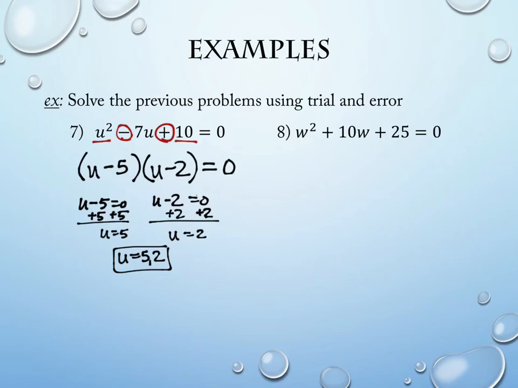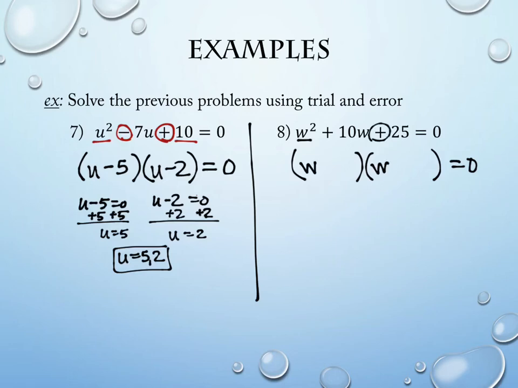All right, the other one, we'll do the same thing. So trial and error means that you set up the parentheses just like from the get-go. And again, I've got w squared at the beginning. Well, it means I have to have a w and a w. My positive at the end means the signs have to match. And the positive in the middle tells me that they have to both be positive. And then I need two numbers that multiply to 25.